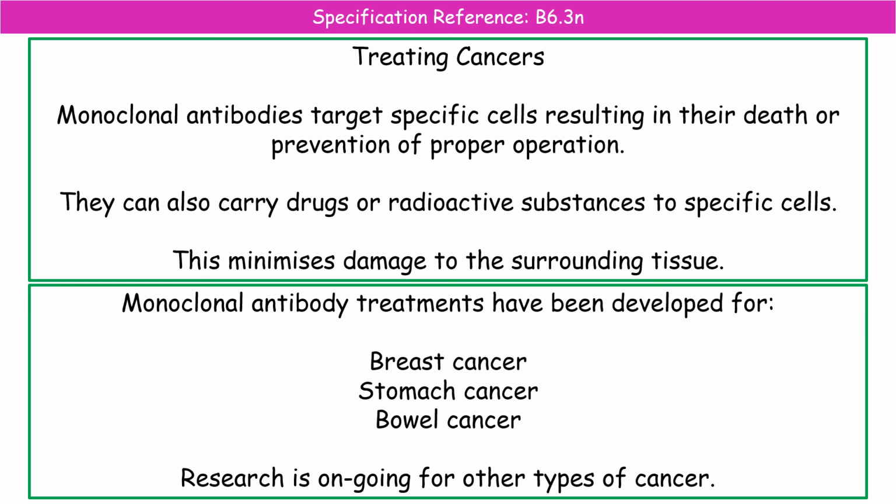And what we've actually done so far is we've developed these monoclonal antibody treatments for some cancers. So breast cancer, stomach cancer, bowel cancer, we do have these monoclonal antibody treatments for those, which could be used in the right situation. And we are carrying out research on other types of cancer all the time to try to improve this.